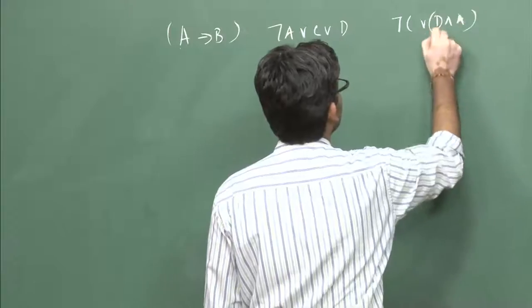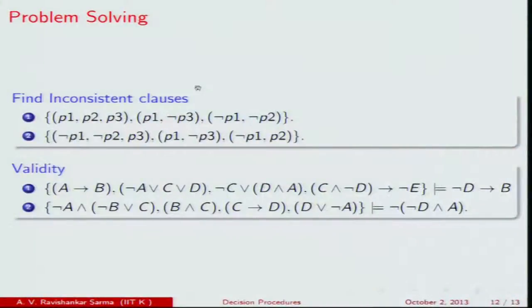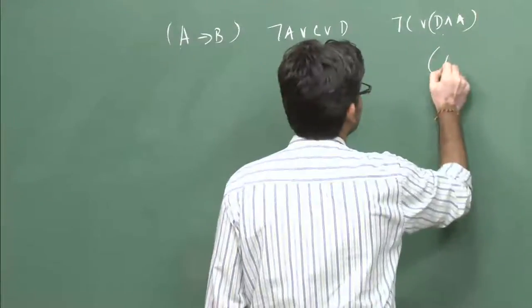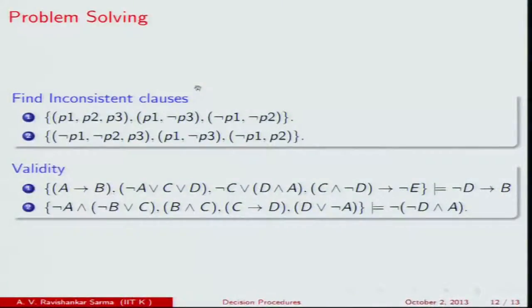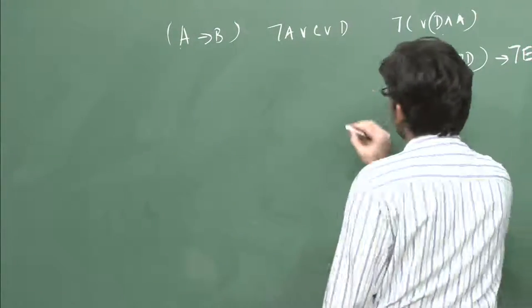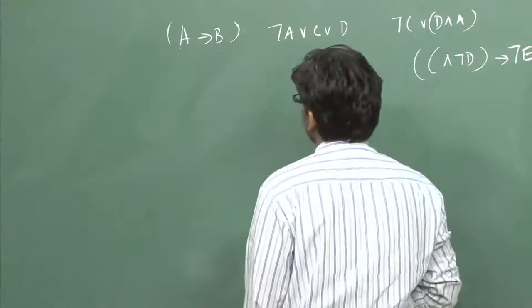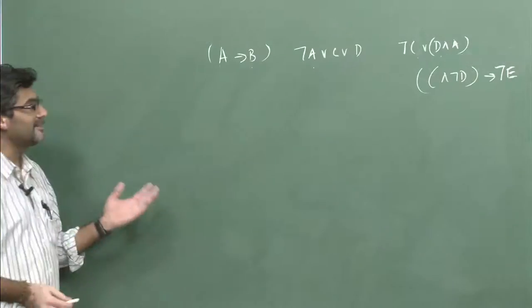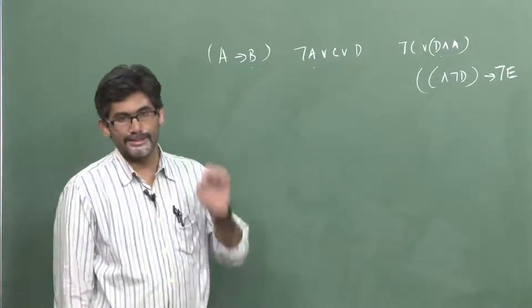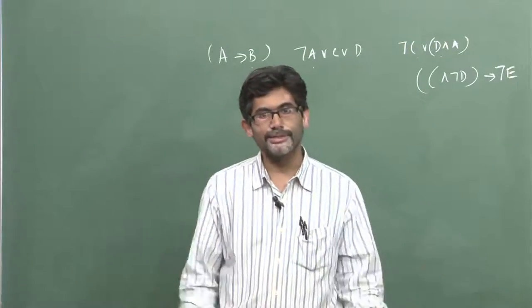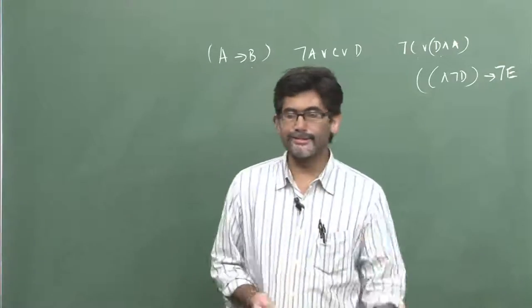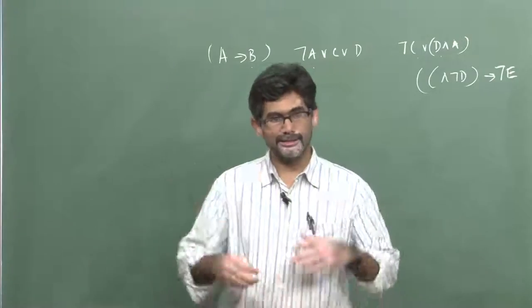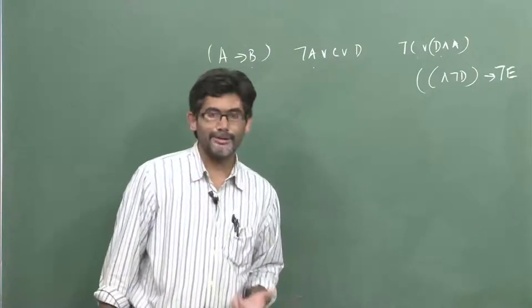and the third one is not C or D and A, and C and not D implies not E. So these are the clauses C1, C2, C3, C4, etc. Actually these are not in the actual conjunctive normal form. You should note that the resolution refutation method applies only to formulas which are in conjunctive normal form. If the formula is not in conjunctive normal form, then we should convert it into the appropriate conjunctive normal form.